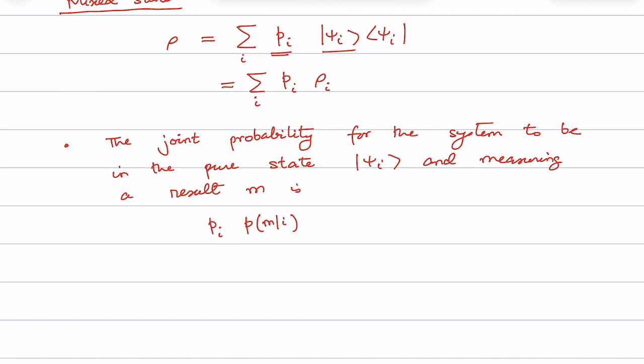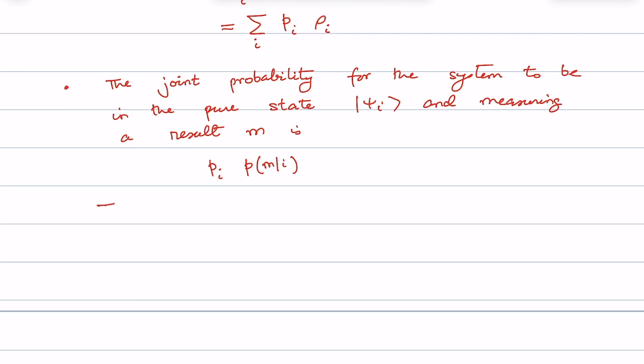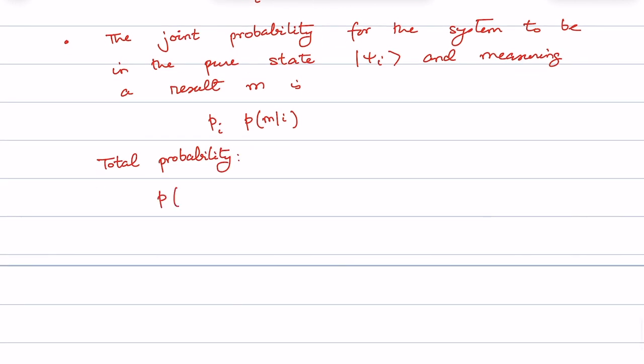So this is basically the joint probability, and now you have to sum over all i's to get the total probability of getting the outcome m as a result of measurement, because you have so many pure states involved here. Every pure state is designated by one particular ket psi_i, so you have to sum over all i's there, and if you sum over all i's, then here you have p_i, and this quantity for the pure state case you already know, that would be trace of rho_i M_m dagger M_m.